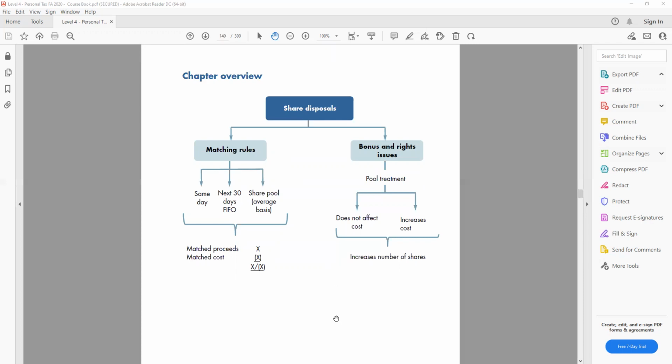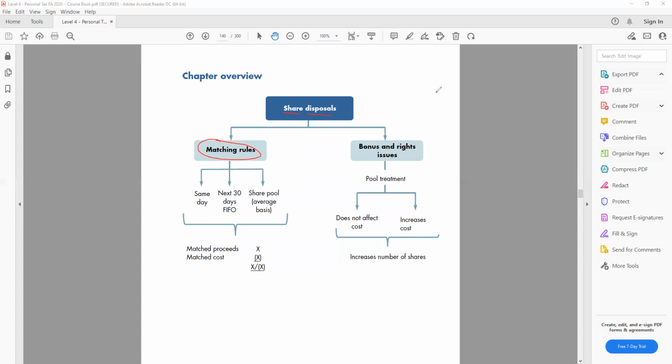So let's look at it a little bit here and try some questions from here as well. Share disposal. Disposal means the sales proceeds. So we have two rules here. The first one is the matching rules. Matching rules are what you have to follow when you sell shares. What are the rules? The first rule is same day.